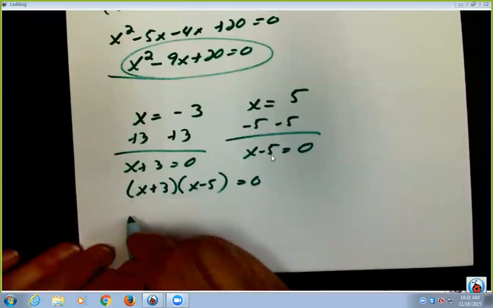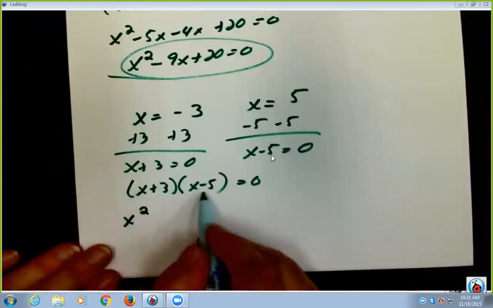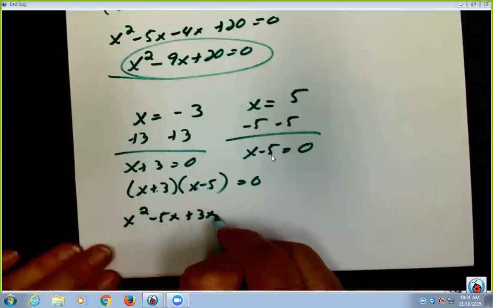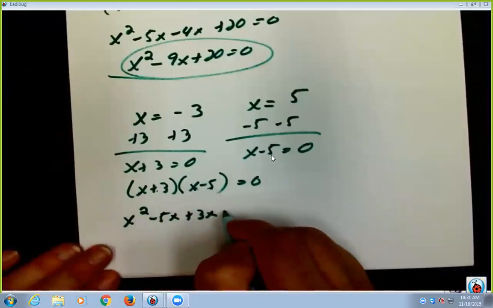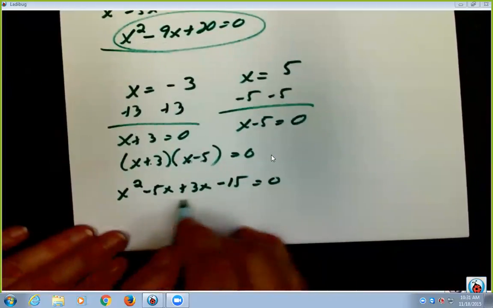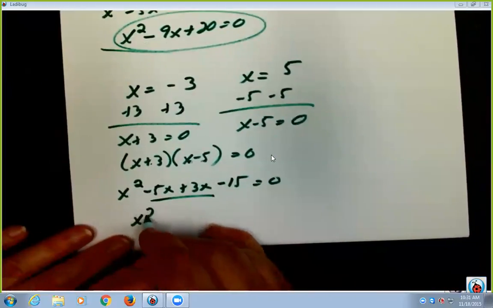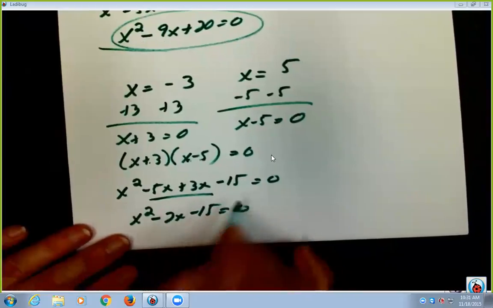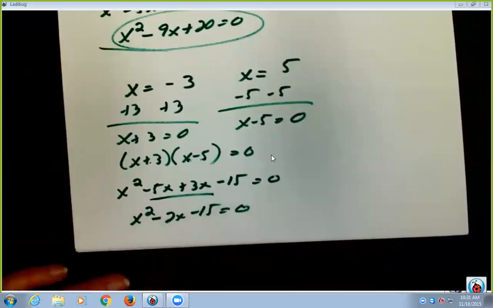X times x is x squared. X times a negative 5 is negative 5x. 3 times x is a plus 3x. 3 times a negative 5 is a negative 15. Put my middles together, and I get that for my answer. Okay. So that's basically what's in that section, is going back through and doing those things.